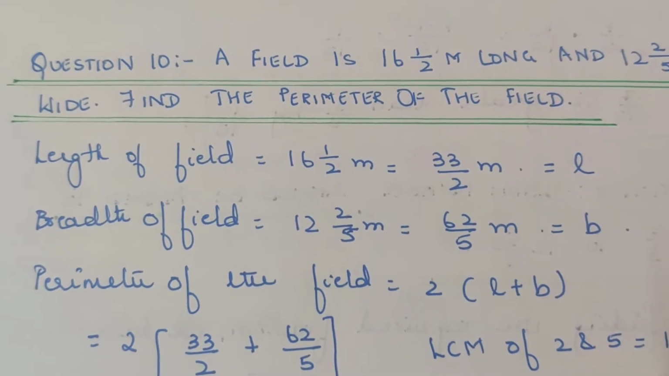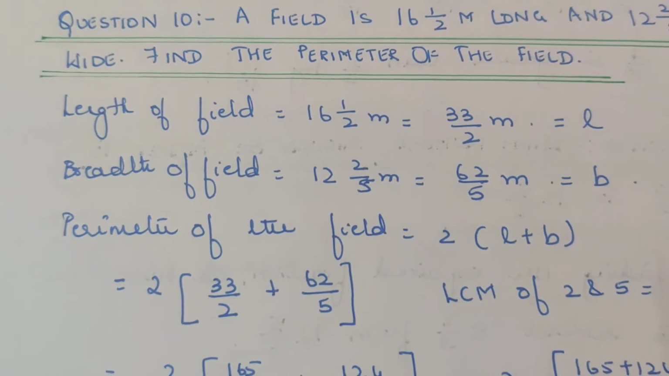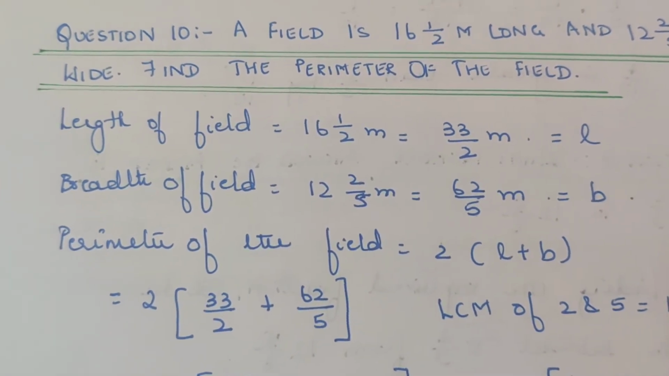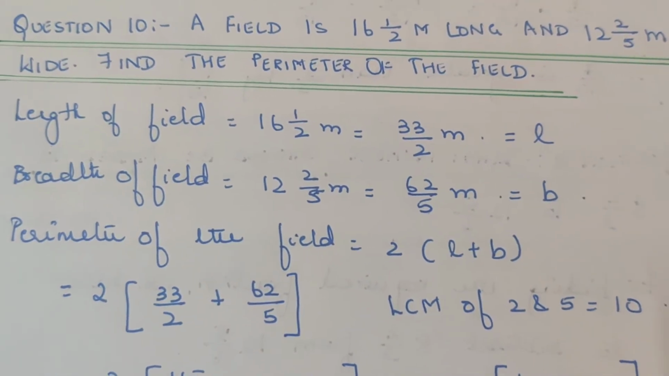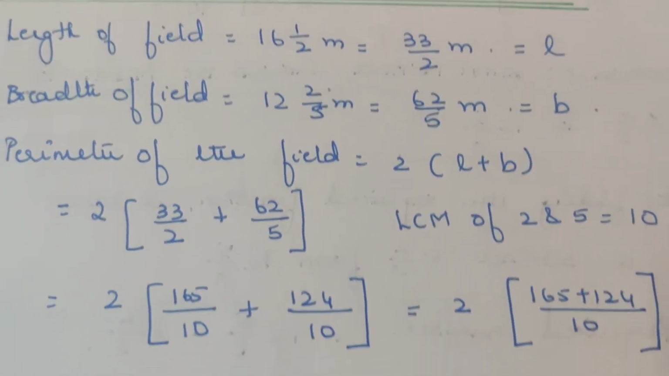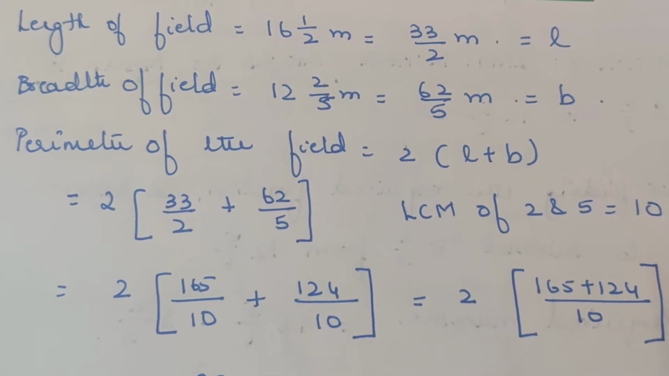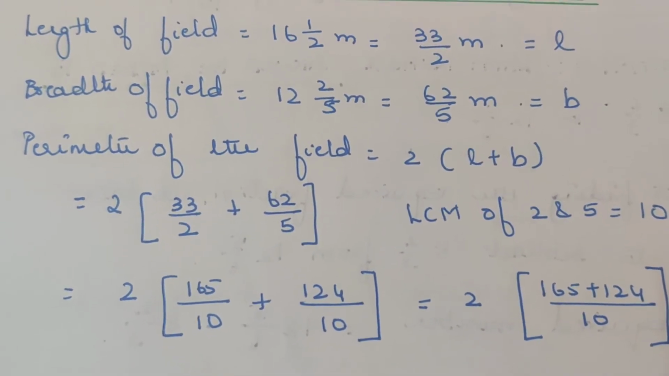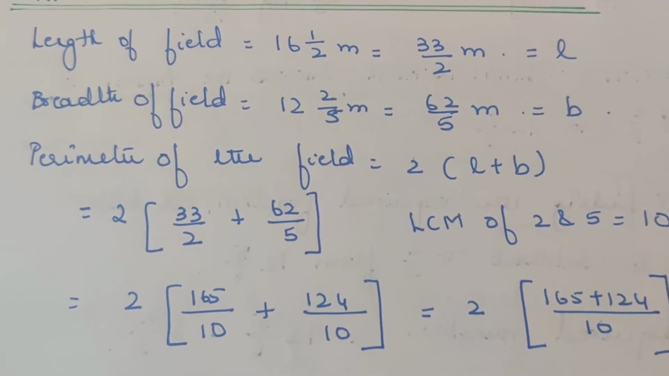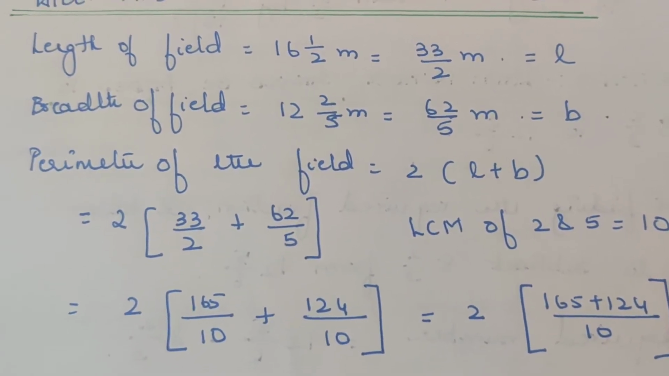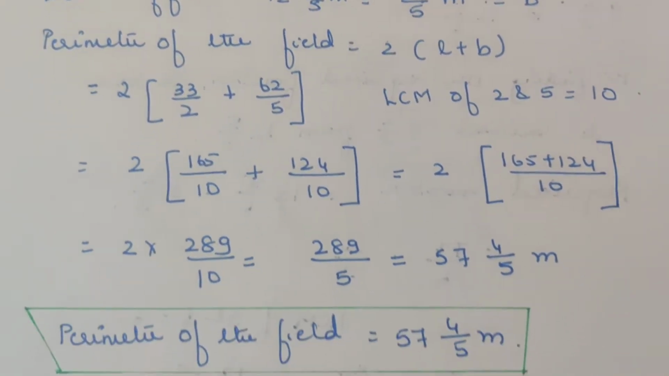Perimeter of the field, the formula is 2 into L plus B. That is 2 into 33 by 2 plus 62 by 5. Let's take the LCM of 2 and 5, that is 10. So you get it as 2 into 165 by 10 plus 124 by 10. So that becomes 2 into 165 plus 124 by 10.